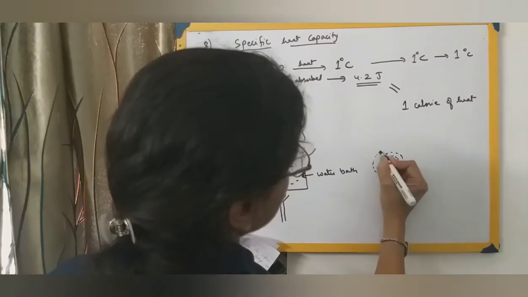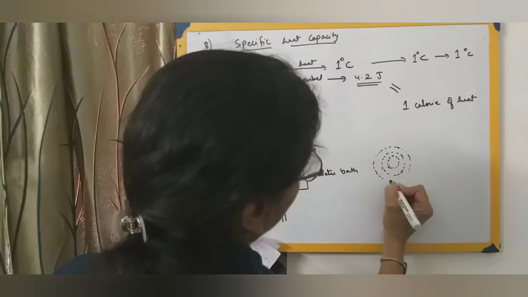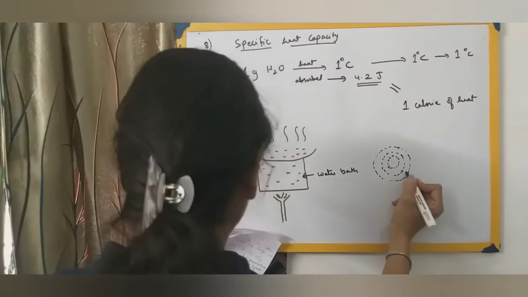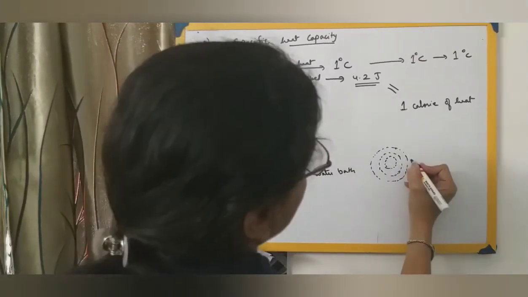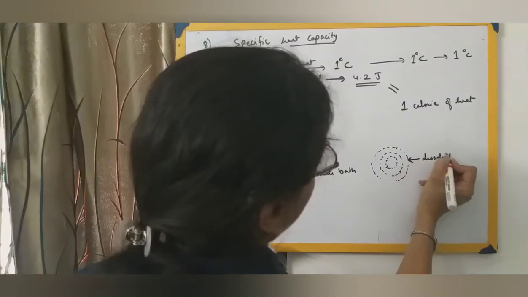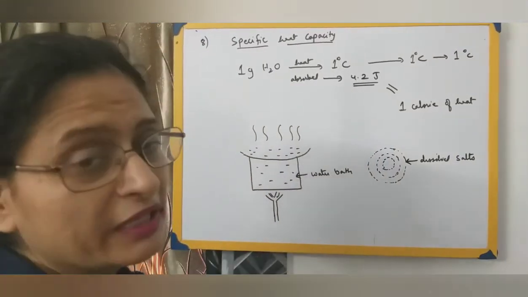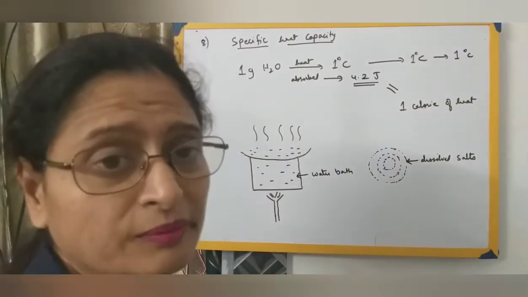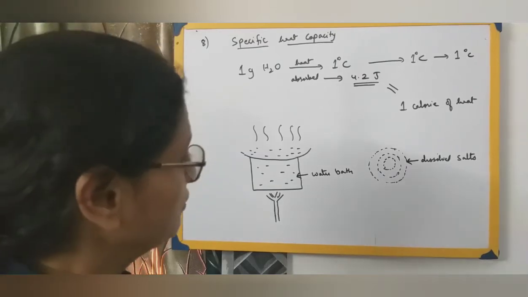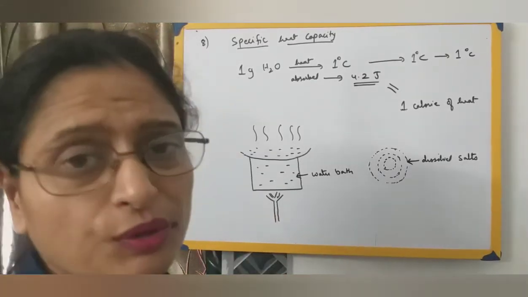Some concentric rings will be formed in the watch glass. Now what are those concentric rings? Those are obviously the dissolved salts. So substances like certain salts, we feel that they are dissolved. They are very much soluble in water. Obviously everything is very much soluble in water, but some amount of it remains undissolved.